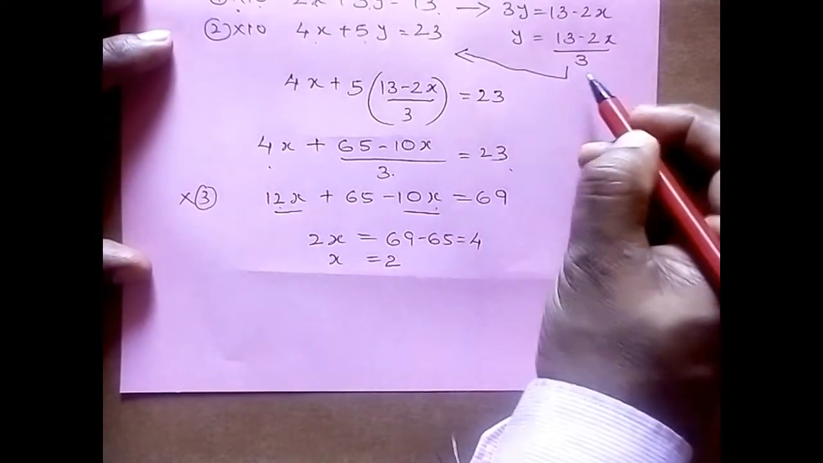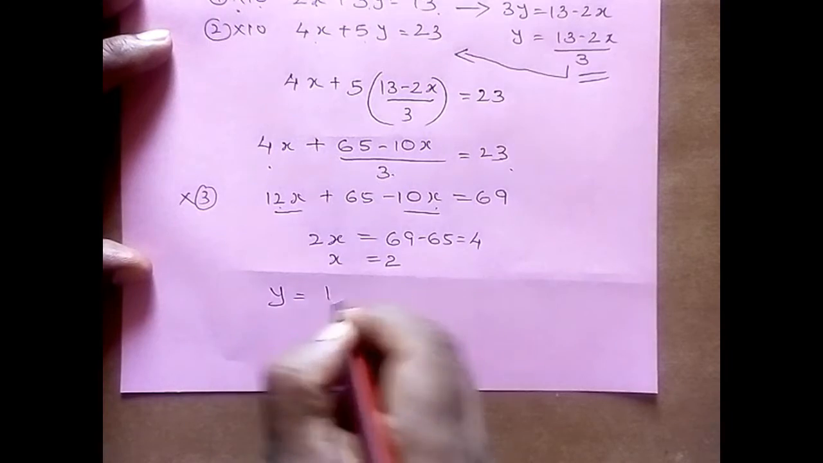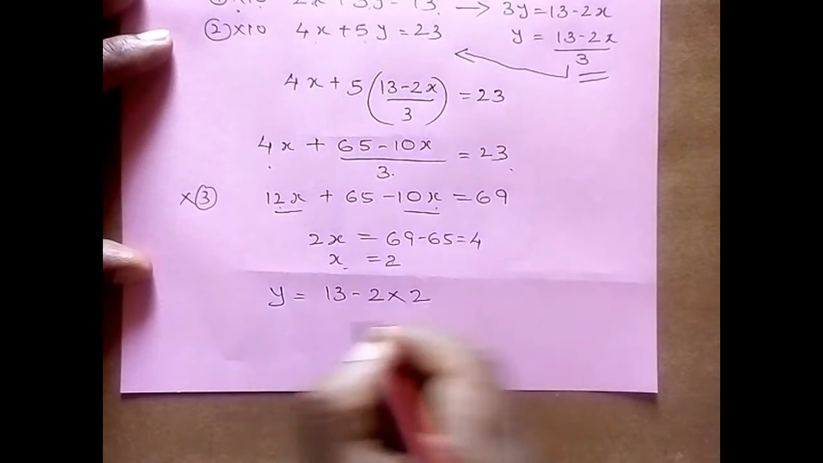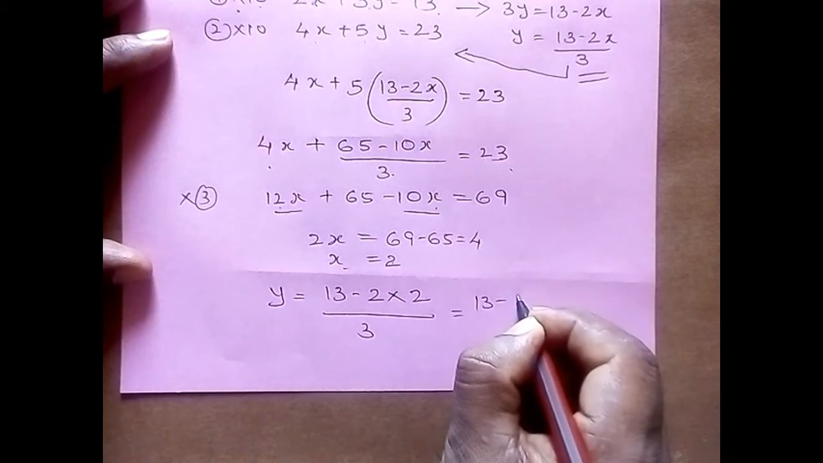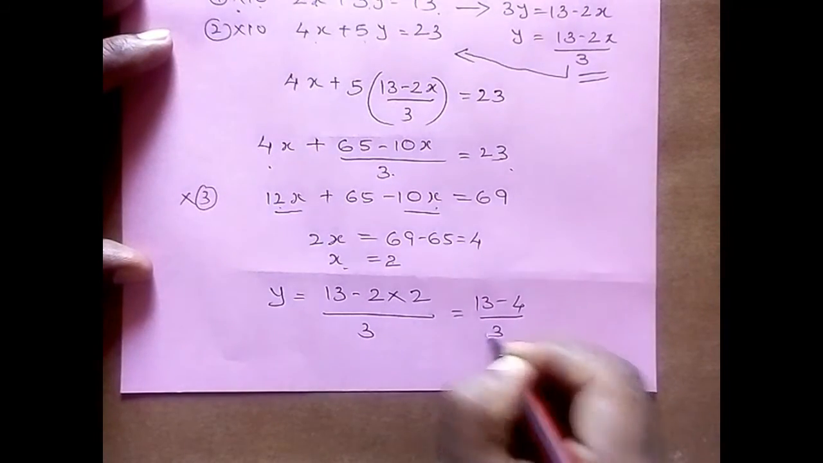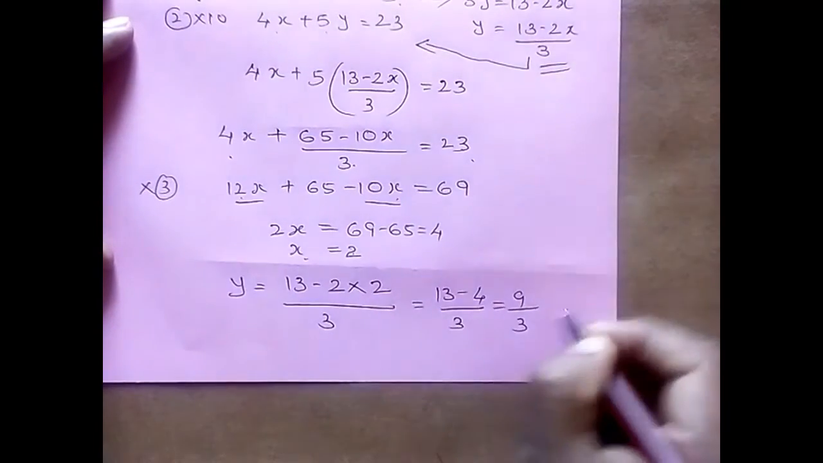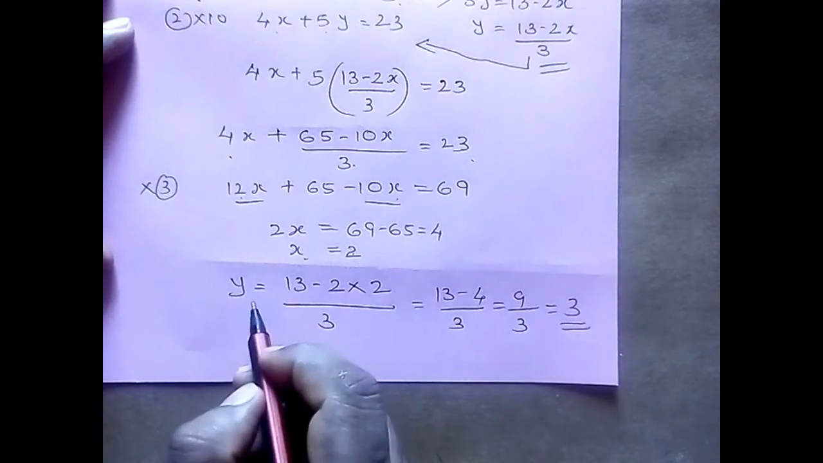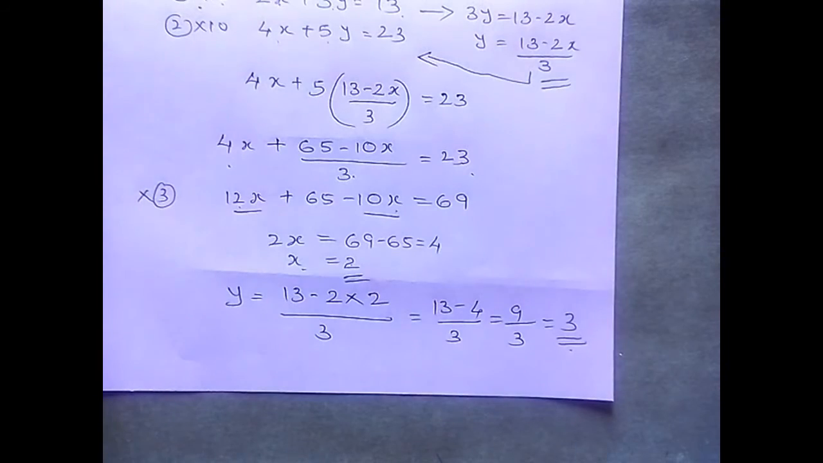Now from this we can find out the value of y. So y equal to (13 minus 2 into, what is the value of x? 2) divided by 3. That is equal to (13 minus 4) divided by 3. That is 9 by 3 equal to 3. So the value of x is equal to 2 and y is equal to 3. So that is the answer.